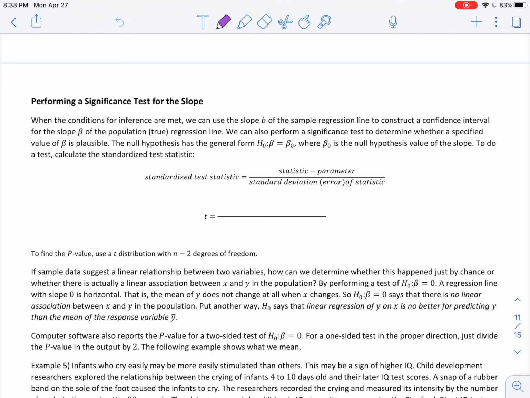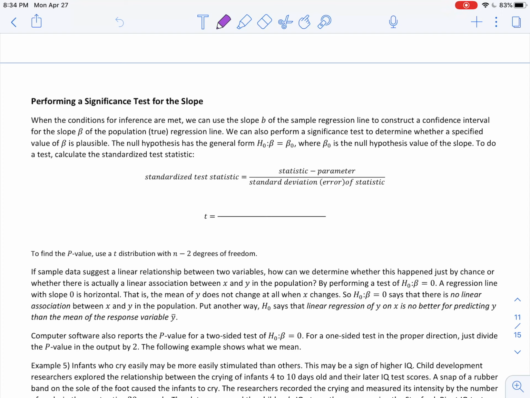Hey stat students, this is the last lesson video for Unit 11, Lesson 3, Inference about Slope. We've already created confidence intervals. We talked about the sampling distribution of sample slopes. Now we want to do a hypothesis test for slope.